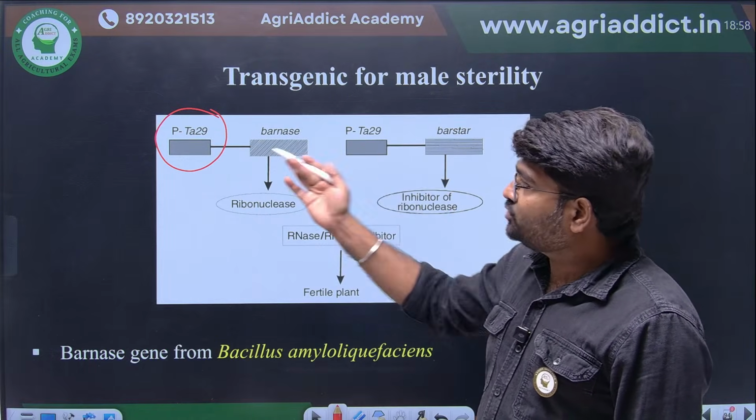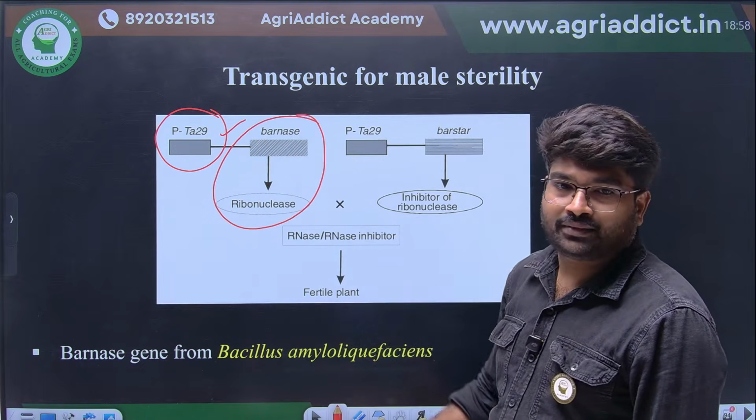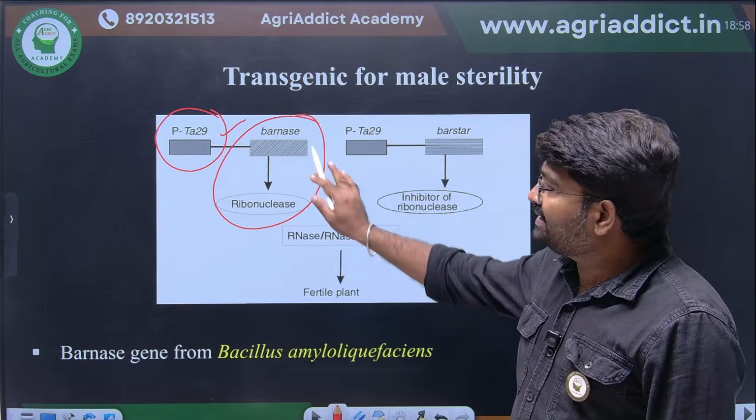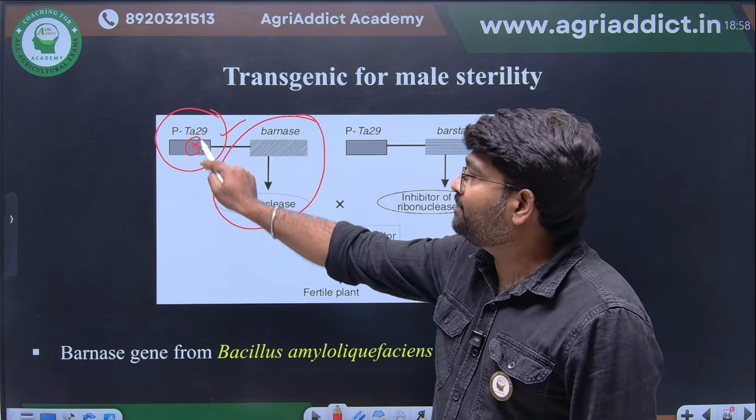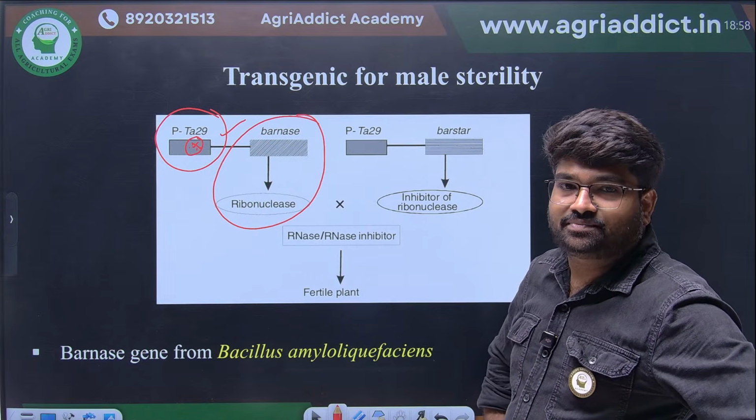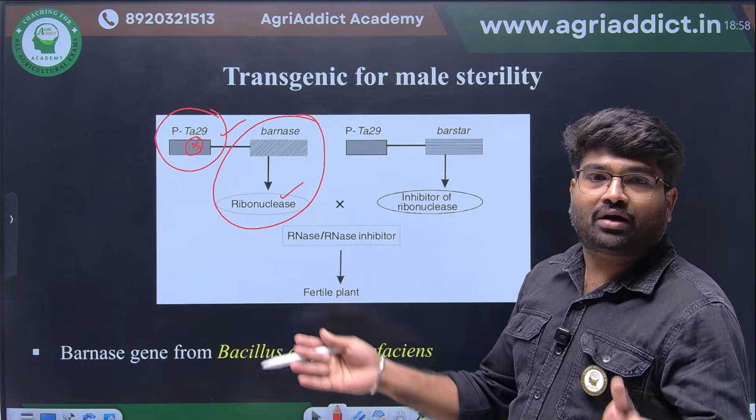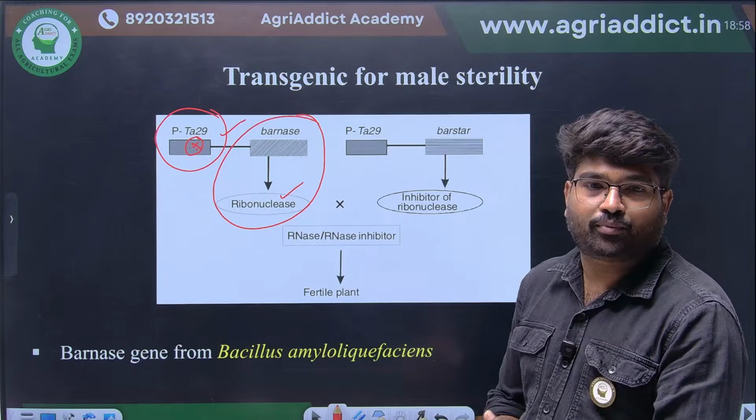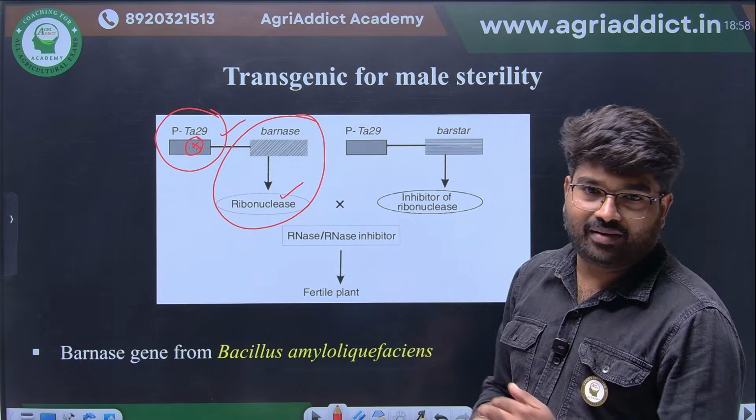So if a plant should be sterile, we can express the barnase gene with a tapetum specific promoter. This is very important: tapetum specific promoters. This includes the ribonuclease enzyme. Whatever RNAs are produced in the pollen will be completely degraded. Because of that, the plant will become sterile.